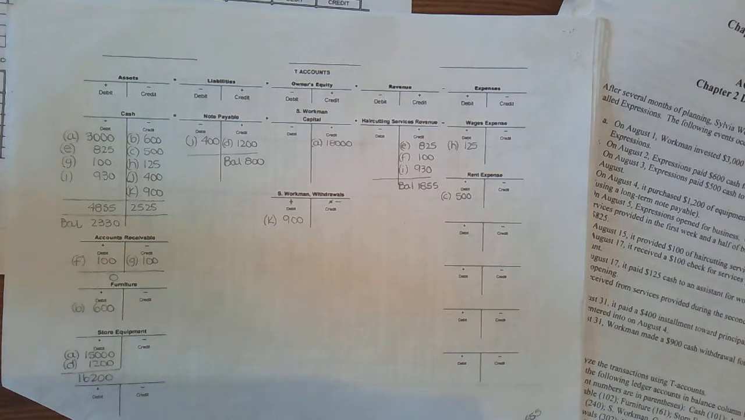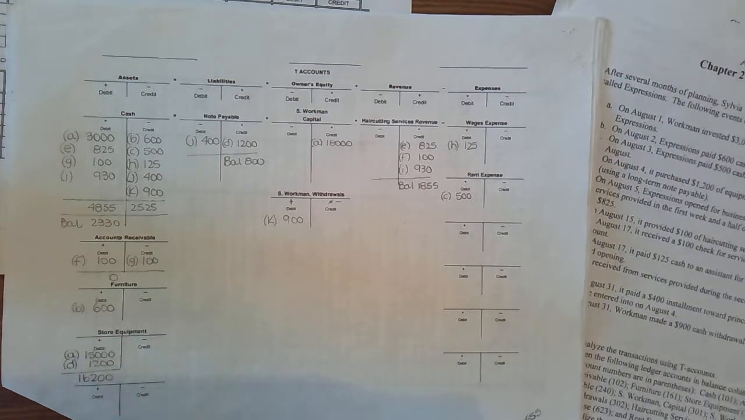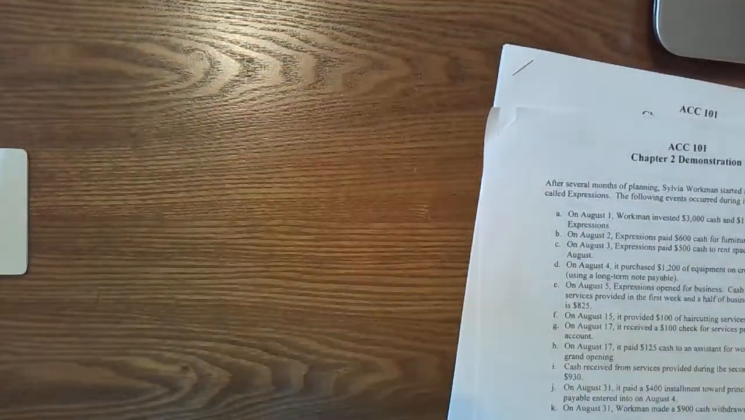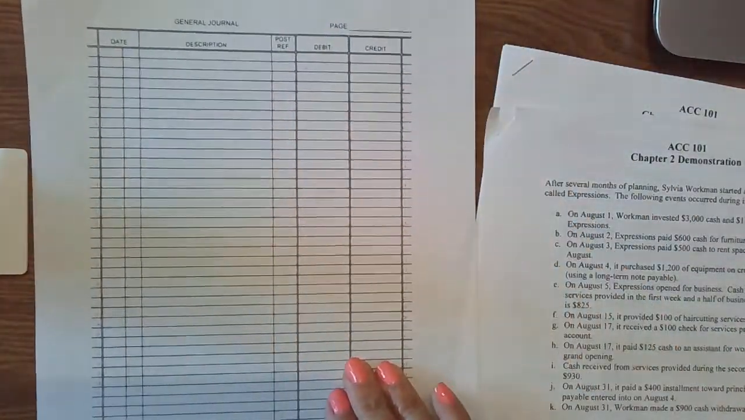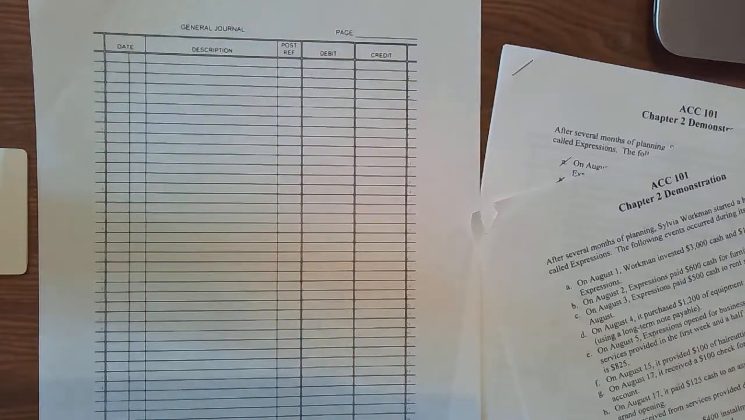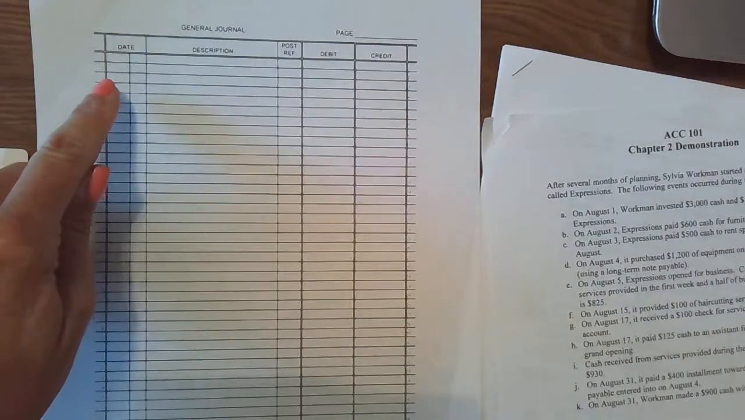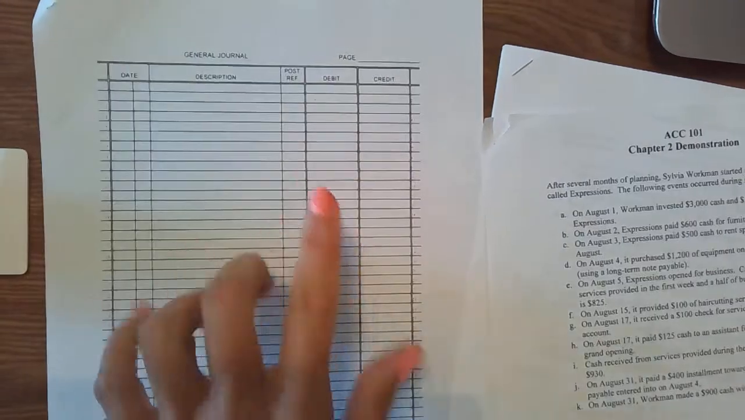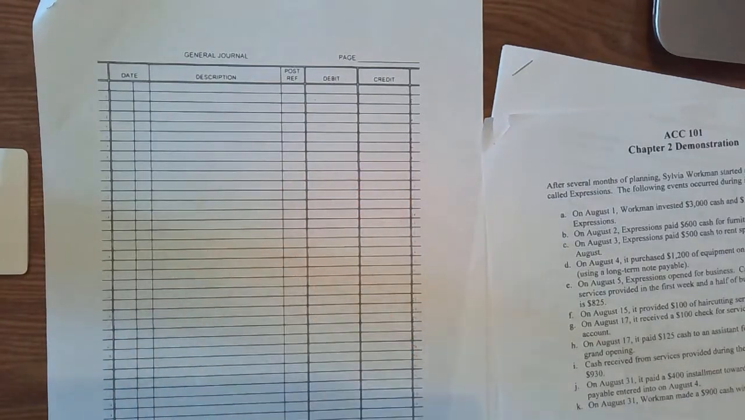So in accounting, we don't use this format. We learn debits and credits this way, but in the real world of accounting, what we do is journalizing. And a journal looks like this. The journal has a date column, a description column. We'll get to the post reference, and then it has a debit and credit column.